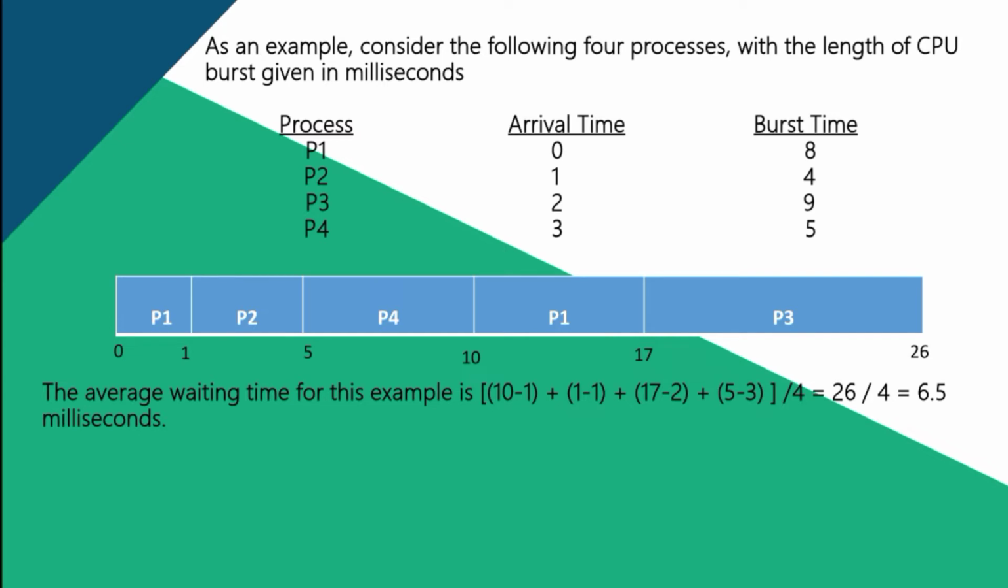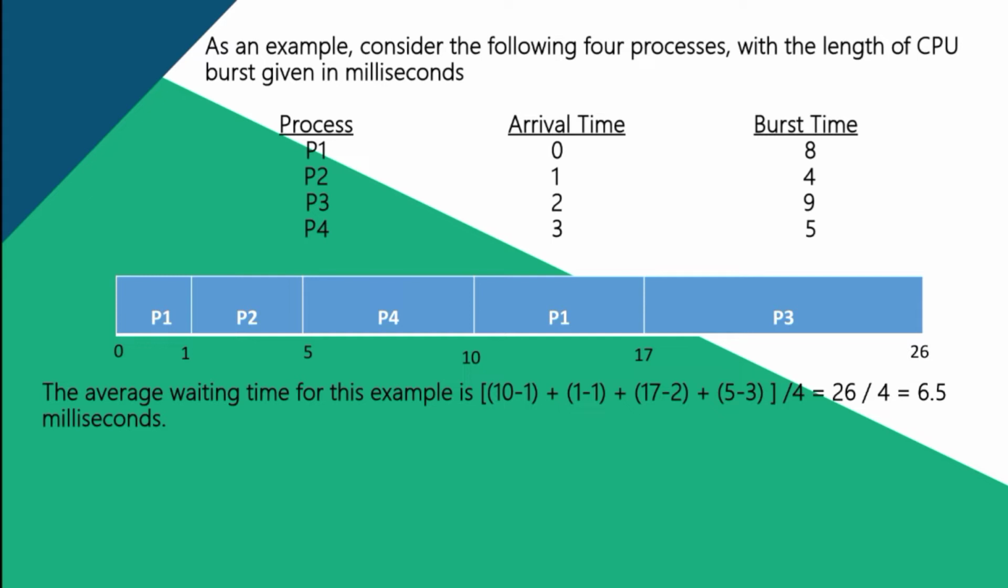As an example, consider the following 4 processes with the length of CPU burst given in milliseconds. Okay, so another example is the same process. We have P1 to P4. The arrival time for P1 is 0, P2 is 1, P3 is 2, and P4 is 3. The burst time for P1 is 8, P2 is 4, P3 is 9, and P4 is 5. Since P1 is considered the first program that needs to be executed, it is allocated the CPU first, so it starts from 0.